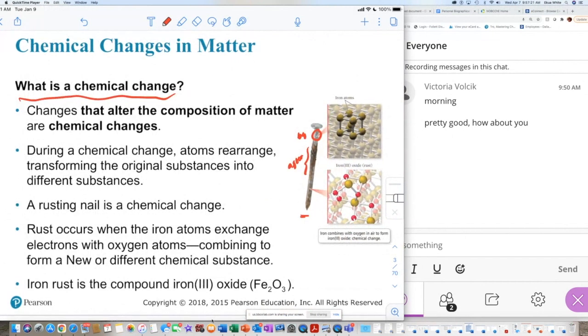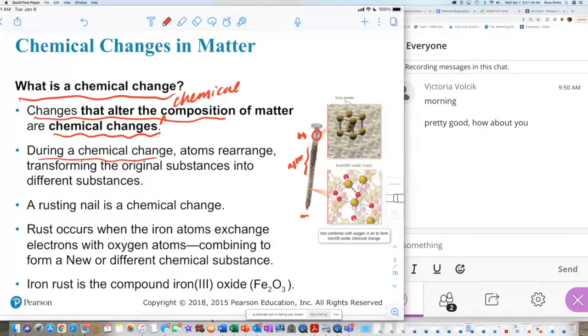We're told once again, you will physically see something different. The appearance will change. But not only will the appearance change, so will the composition this time. The chemical composition changes. They're showing you changes that alter the composition. They mean chemical here. The chemical part is implied. Chemical composition of matter is classified as a chemical change.